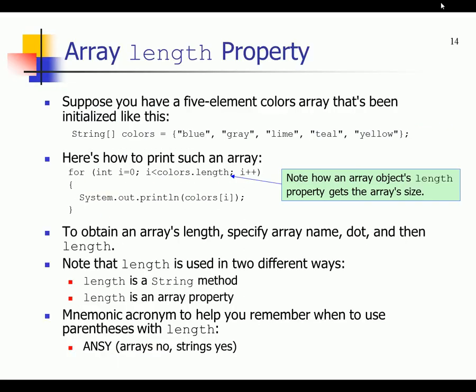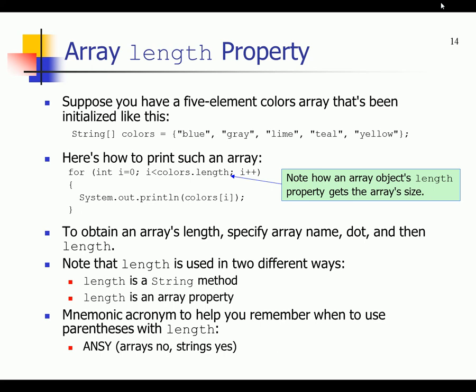All right, so there's an example. It says the length is a string method, we know that, and it's also an array property. With the string method for strings, you need the parentheses. For an array, you don't. It says there's a mnemonic, an acronym to help you remember this: ANSI, array no, string yes. I can never remember that. I'll forget it tomorrow.